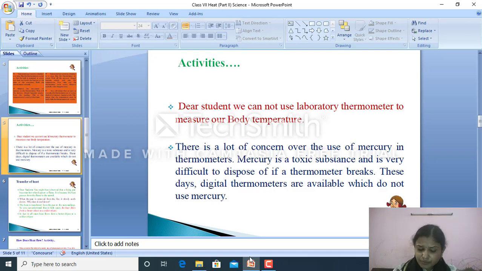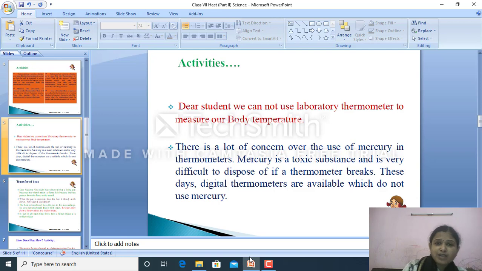Also, with a clinical thermometer, we take it out of our mouth from under the tongue and then see the temperature, and the level of mercury will not fall down. Why? Because a clinical thermometer has a kink in it, K-I-N-K. What does this kink do? It stops the level of mercury from falling down. So this is the difference.